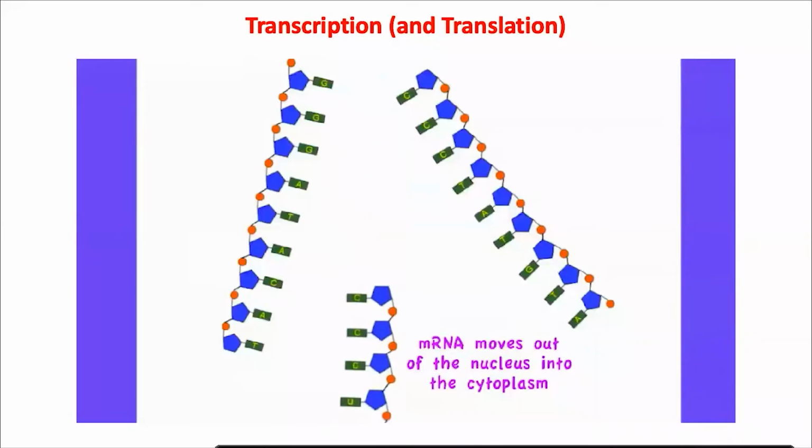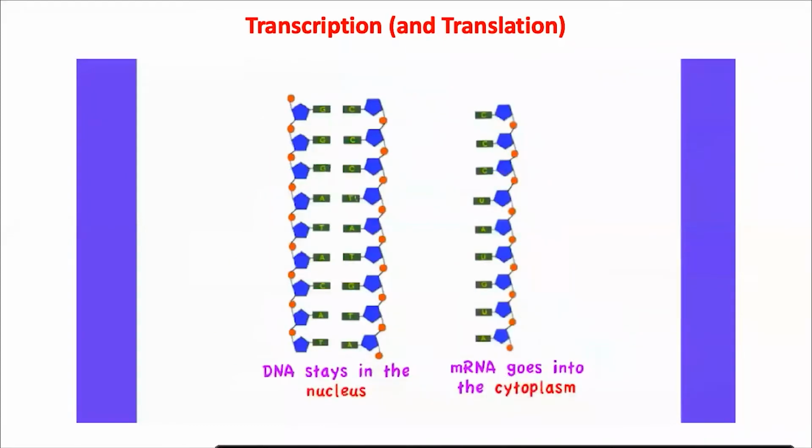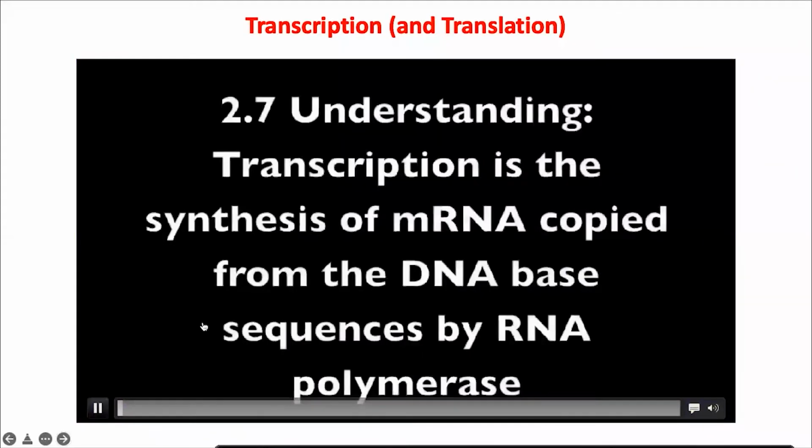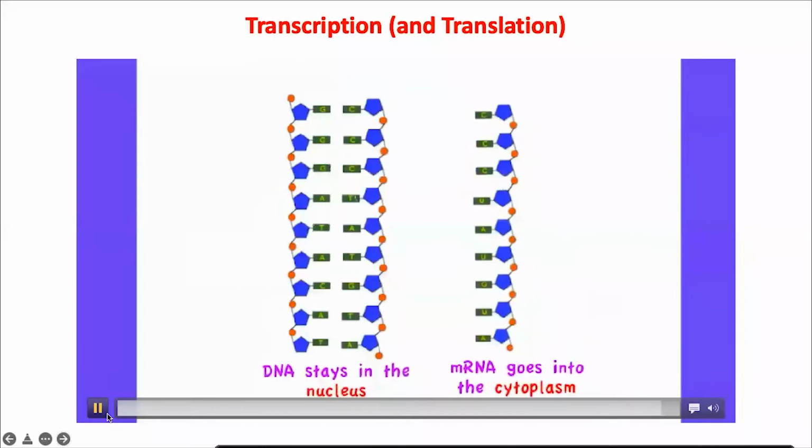Once this mRNA has been formed, it moves out of the nucleus where this transcription has taken place and into the cytoplasm, where it will be later used in translation to form a polypeptide chain.